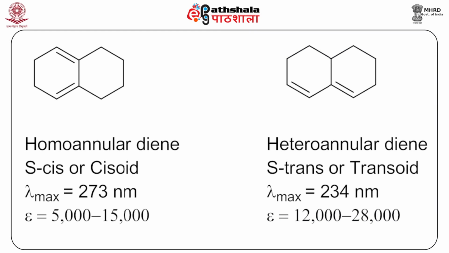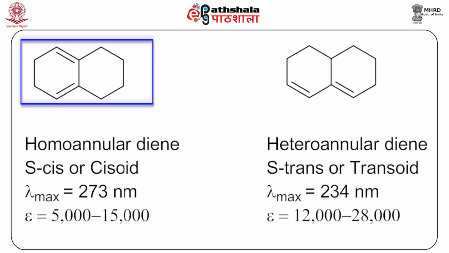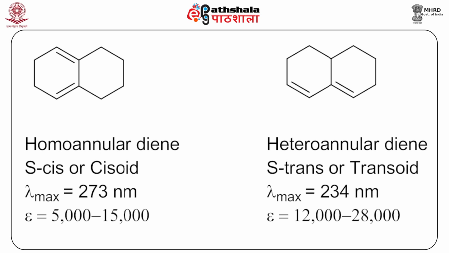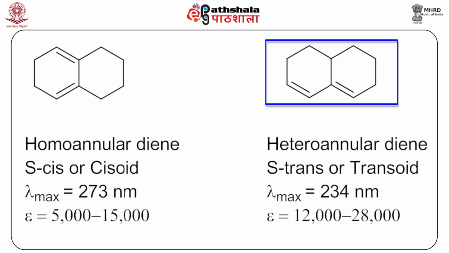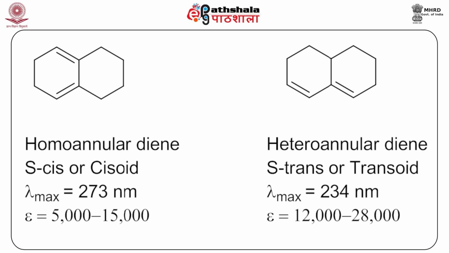The homoannular diene resembles 1,3-cyclohexadiene, whereas the heteroannular diene resembles butadiene. As you can see these two systems in the figure, the first one is a homoannular diene and the second one is a heteroannular diene, with their s-cis and s-trans configurations respectively, and with their lambda max at 273 and 234 nanometers respectively.